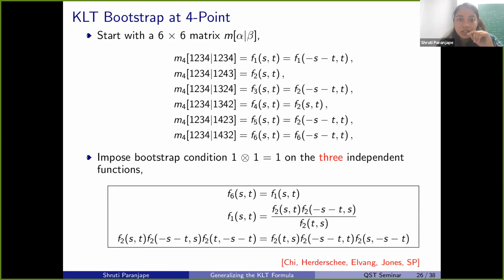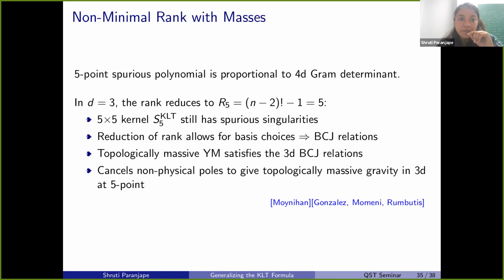So in D equals 3, that vanishes, and the rank reduces a little bit. It is still non-minimal, so there are still spurious singularities, but miraculously, topologically massive Yang-Mills in 3D has amplitudes that exactly cancel out any spurious singularities. Which is to say that in 3 dimensions, topologically massive Yang-Mills satisfies the massive BCJ relations and double copies to topologically massive gravity. And this is without any Kaluza-Klein tower of states or anything like that. It's just a single massive vector.